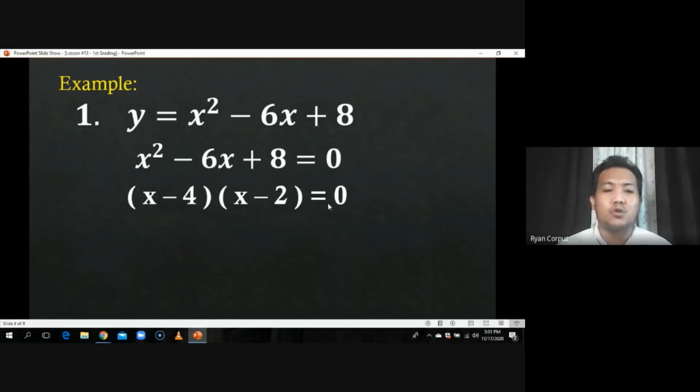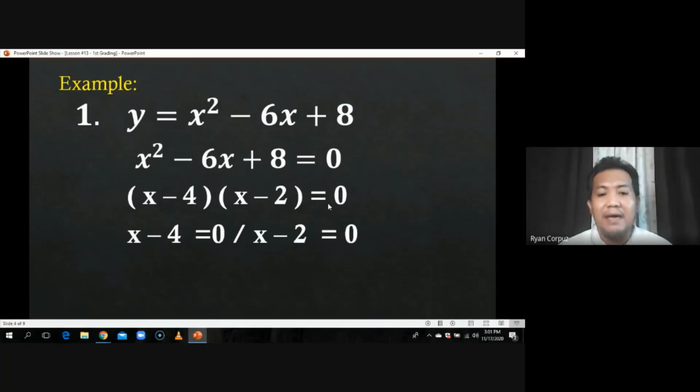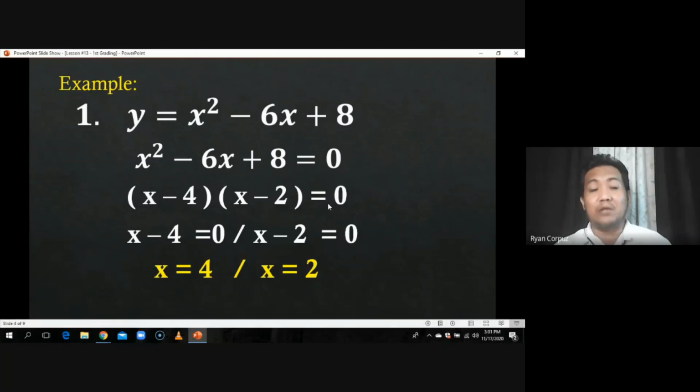Then with the application of the zero product property, we come up with x minus 4 equal to 0 and x minus 2 equal to 0. So solving for the values of x, we come up with x is equal to 4 and x is equal to 2.